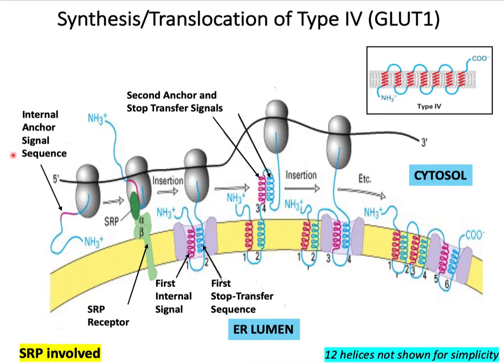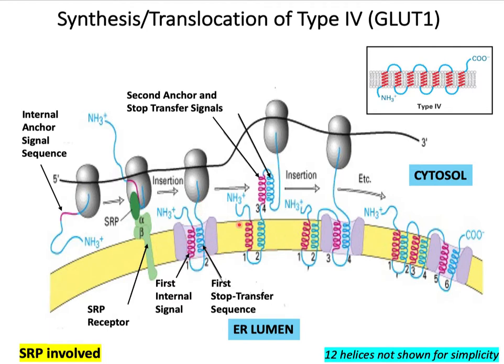The synthesis begins on the cytosolic free ribosome. There is no N-terminal signal sequence for the signal recognition particle to bind, but there's an internal anchor sequence. So SRP binds to that internal anchor signal sequence and directs the polyribosome to the ER right here. So you can see that the SRP, signal recognition particle, bound to that internal sequence, is bound to the SRP receptor.